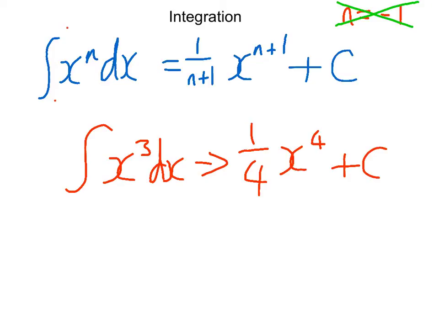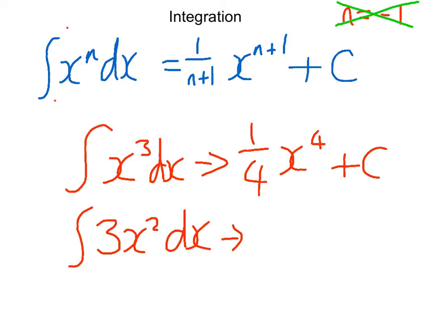If you've got a more complicated one, let's go with 3x squared dx. Then power goes up by 1, so we get x cubed, and we're dividing by the new power. So we're taking our original number here, and we're dividing by the new power. So 3 divided by 3 is actually just going to give me 1. So I get x cubed plus c.